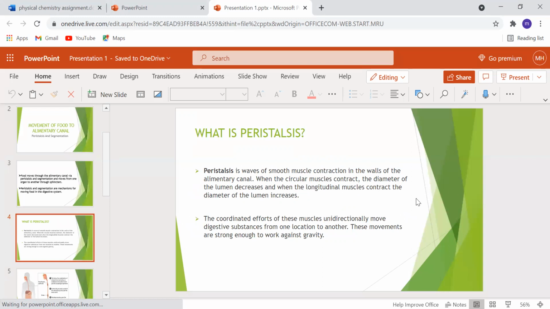What is peristalsis? Peristalsis is waves of smooth muscle contraction in the walls of the alimentary canal. When the circular muscles contract, the diameter of the lumen decreases, and when the longitudinal muscles contract, the diameter of the lumen increases. The coordinated efforts of these muscles unidirectionally move digestive substances from one location to another. These movements are strong enough to work against gravity.